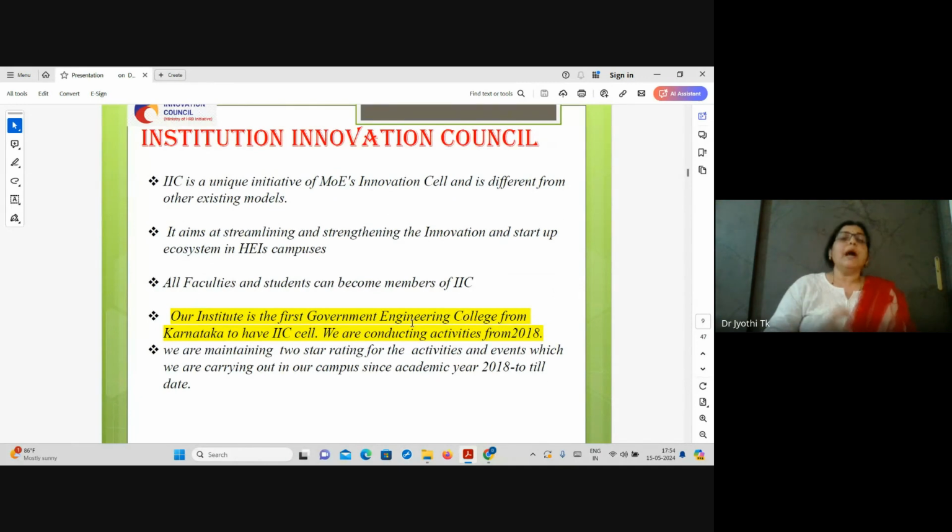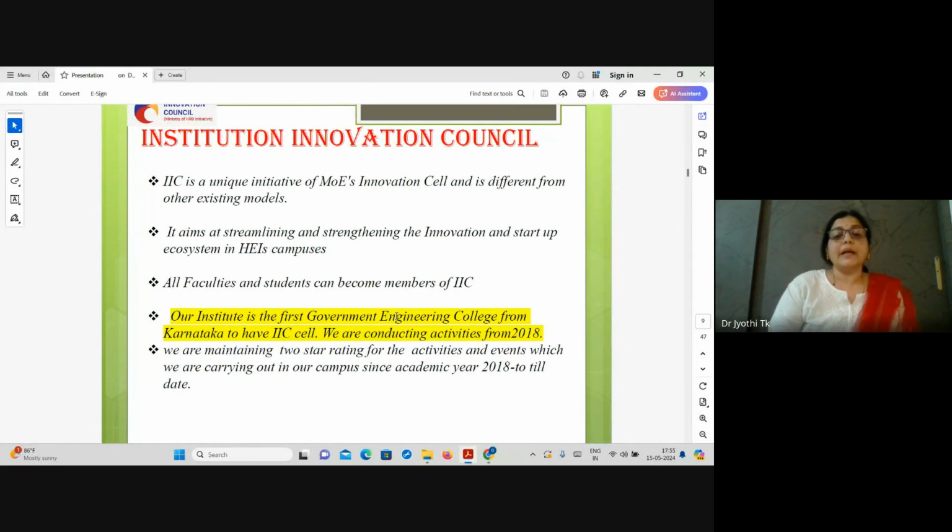Next, we have the Institution Innovation Council at our Government Engineering College, Ramnagar. So this IIC is a unique initiative of the Ministry of Education Innovation Cell, and it is different from other existing models. It aims at streamlining and strengthening the innovation and startup ecosystem in higher education institution campuses. All faculties and all the students can become members of IIC. I'm proud to say that our institute is the first government engineering college from Karnataka to have an IIC cell.